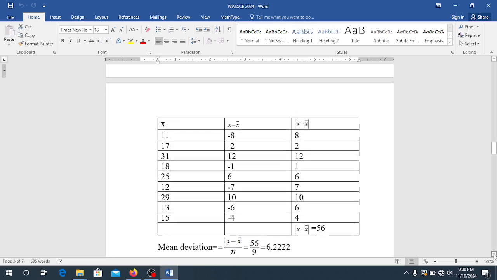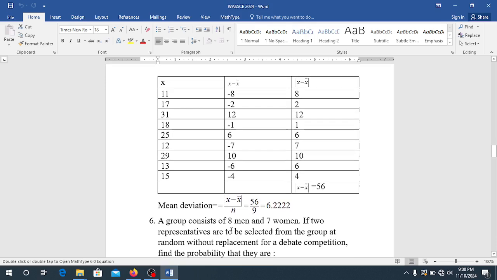Then you come and state the mean deviation formula. So the mean deviation formula is what we have here. Okay, now substituting the values there. The absolute value of x minus mean is 56. When we sum them, we get 56.